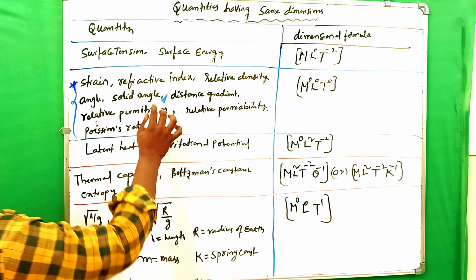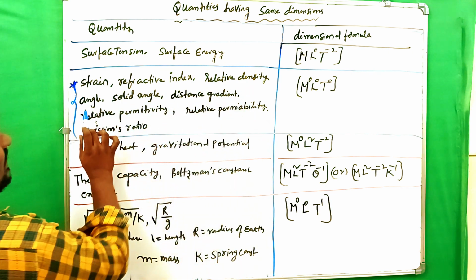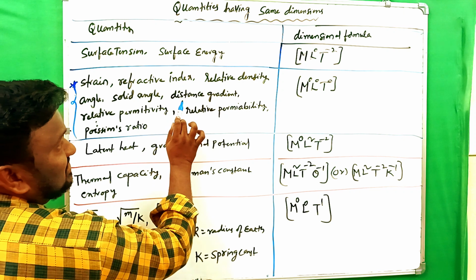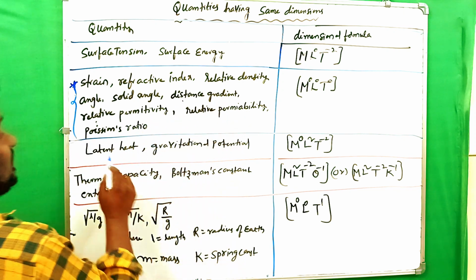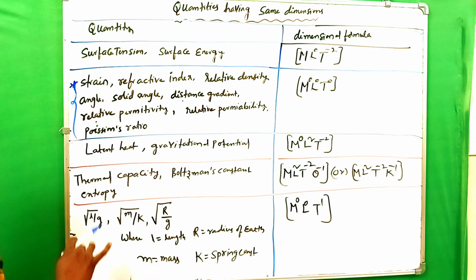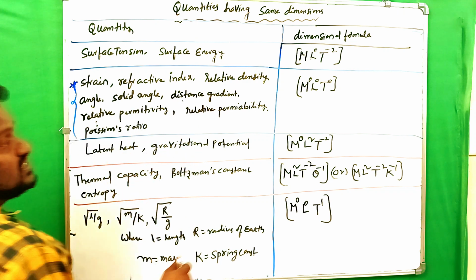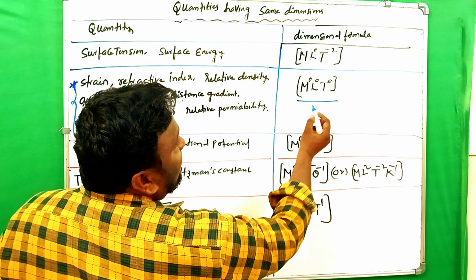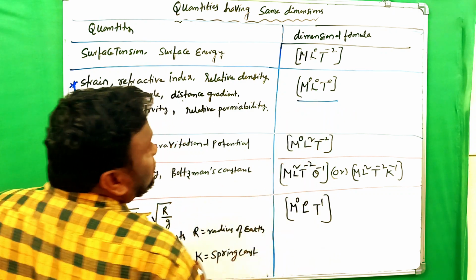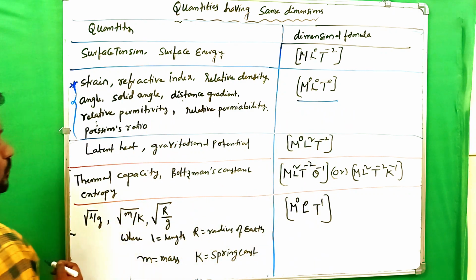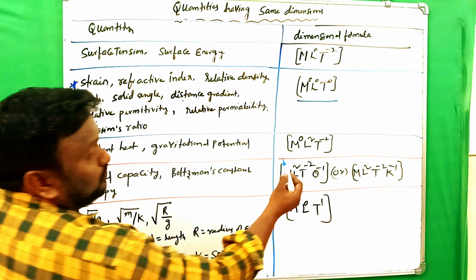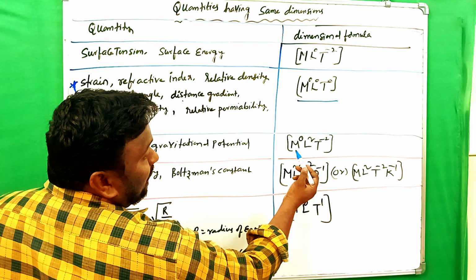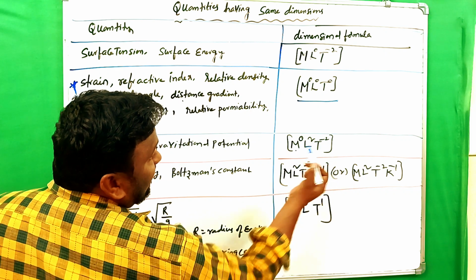Strain, refractive index, relative density, angle, solid angle, distance gradient, relative permittivity, relative permeability and Poisson's ratio, all these are dimensionless quantities. That's why the dimension formula here is M to the power of 0, L to the power of 0, T to the power of 0. And now latent heat and gravitational potential, both have the same dimension formula, M to the power of 0, L square T to the power of minus 2.